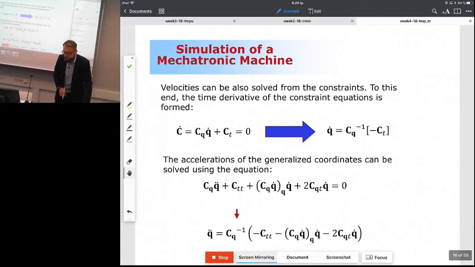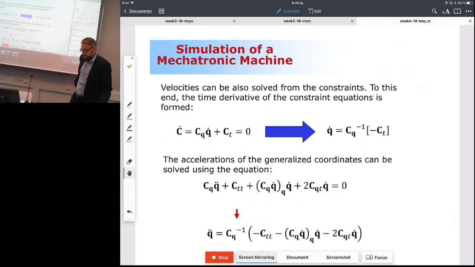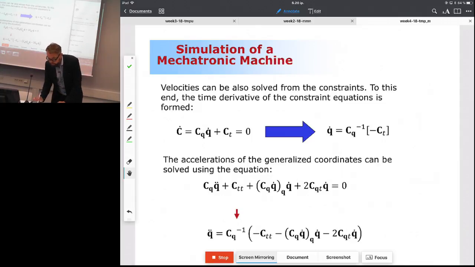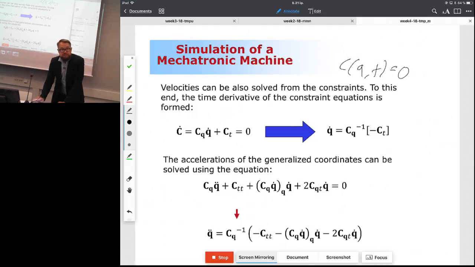Okay, then what about these other levels? What about velocity and acceleration level? Well, that's just pure math. We're going to simply take the constraint equations, this one here. This is our original constraint equation, and we will differentiate that with respect to time. And this is just pure math. And we will get C dot, as mentioned here.